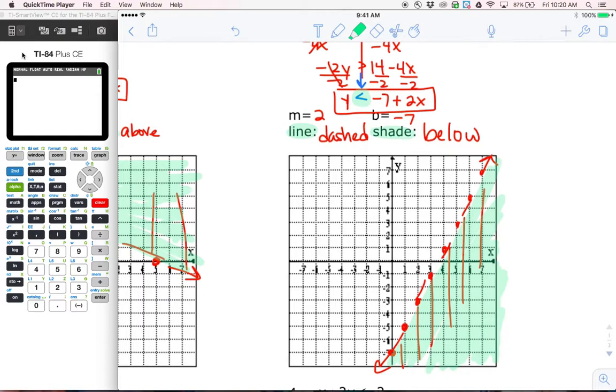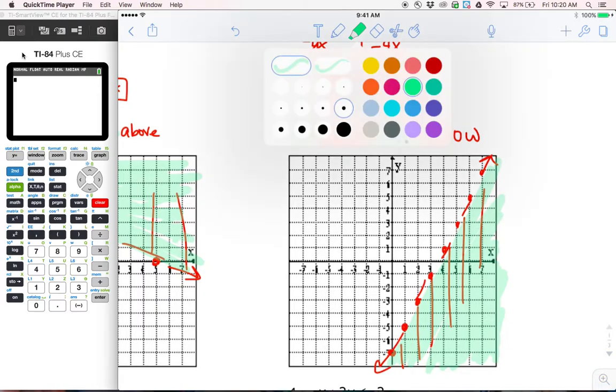Just a quick reminder, I'm going to draw some random points right now so we can talk about solutions.